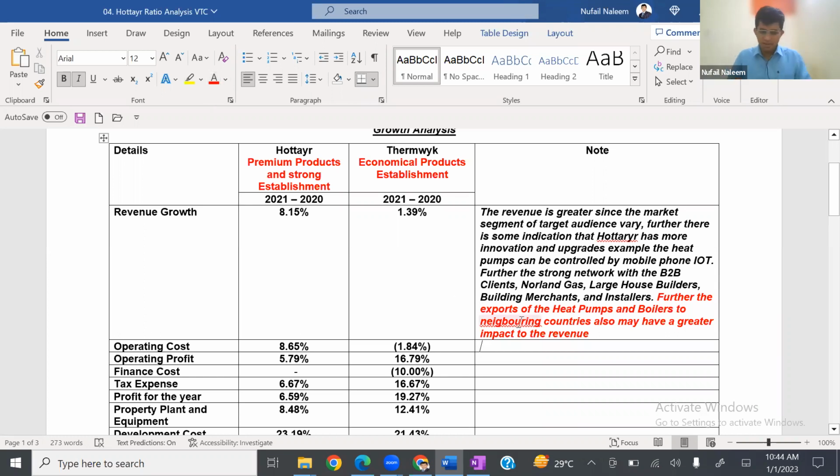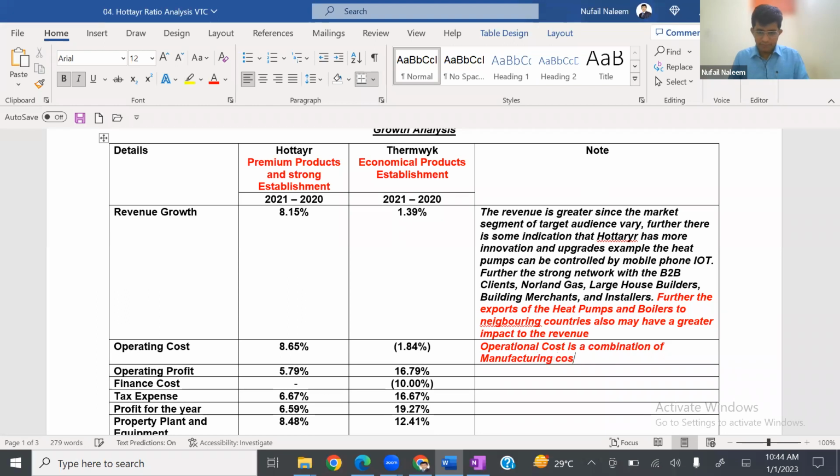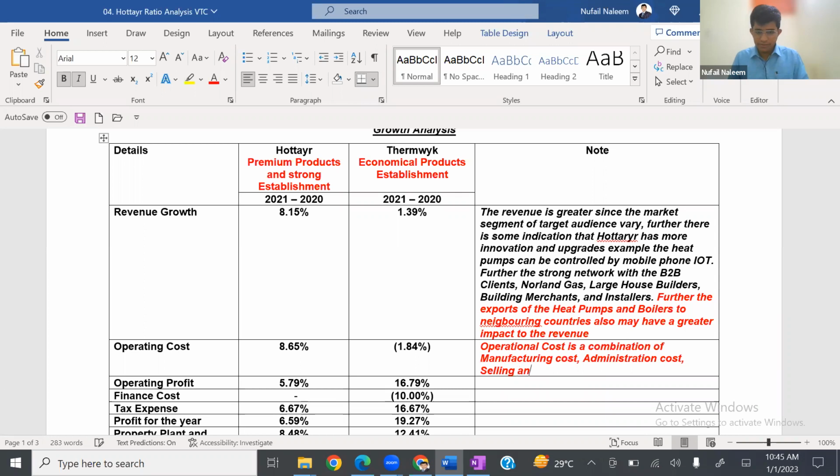So initially I'll write down that operational cost is a combination of, in simple language students, manufacturing cost, administration cost, comma, selling and distribution cost.